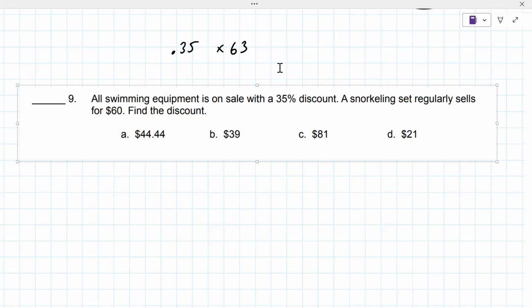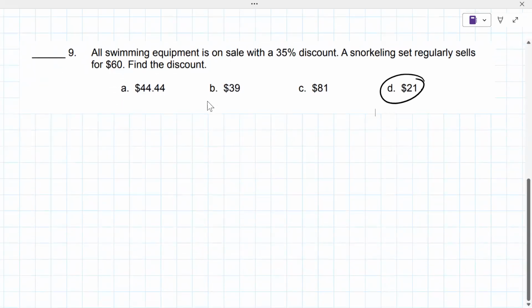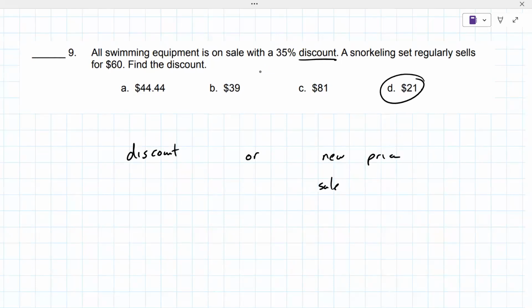Any idea how to work a problem like this one? $21. Yeah, I think I got it. Okay, so that's very good. There's a bunch of these percentage problems, and what you have to figure out is, are they asking for the discount, which they are in this problem, or are they asking for the new price, or maybe the sale price? If you're at the store, how much is the discount, how much was taken off?